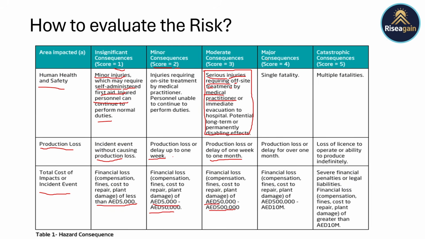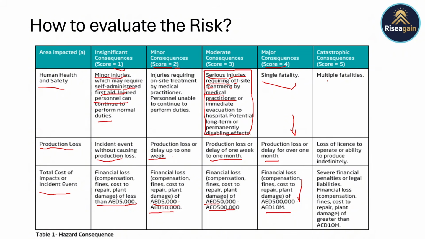But here, if there is chances of single fatality, if single fatality, it means this is 4. Okay, if production loss or delay for over 1 month, that is also equal to single fatality. And if the financial loss to an organization due to an incident or event is from 500,000 to 10 million, it is called single fatality.